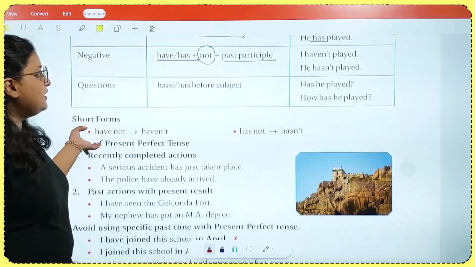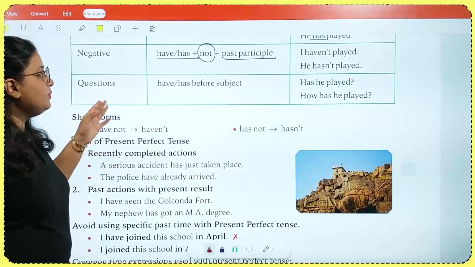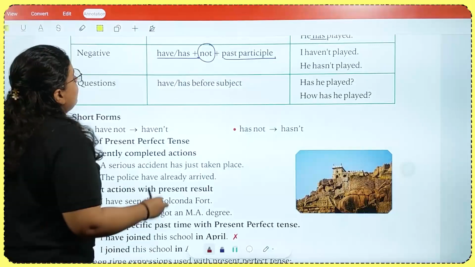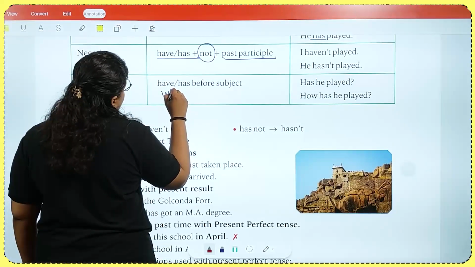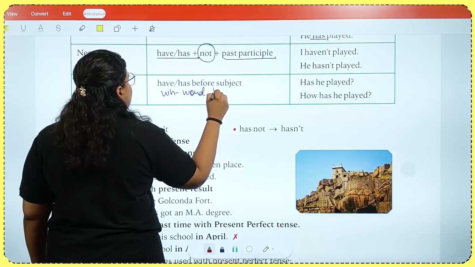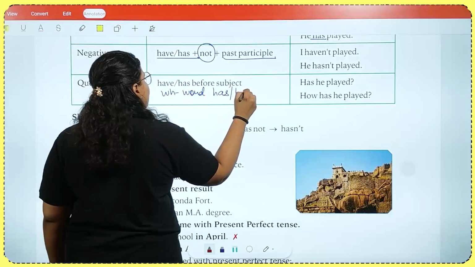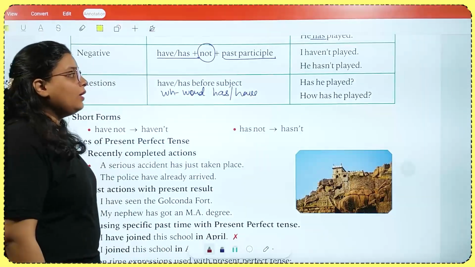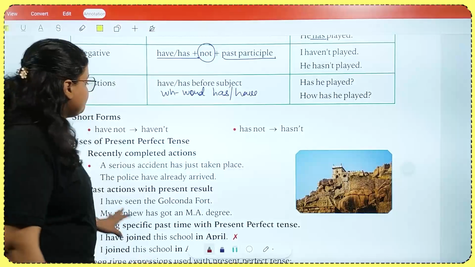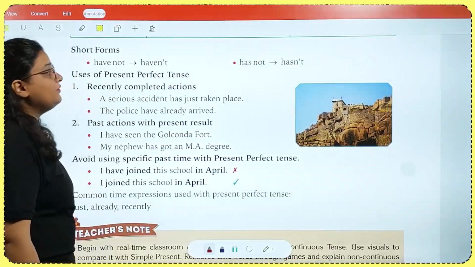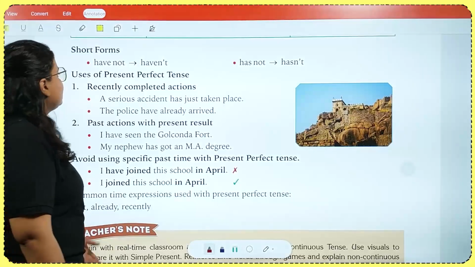Okay. If there is a question, so you have to place has have before the subject, and if there is a WH word, that will come before has or have. Okay. Has he played? How has he played? Okay. Short forms: have not, haven't, has not, hasn't.